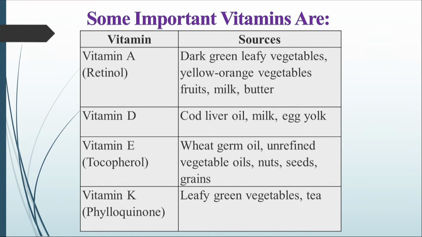Vitamin A, or retinol. We get this from dark green leafy vegetables, yellow-orange vegetables, fruits, milk, and butter. Vitamin D, we get from cod liver oil, milk, and egg yolk. Vitamin E, tocopherol: wheat germ oil, unrefined vegetable oils, nuts, seeds, and grains. And finally, vitamin K, phylloquinone, we get from leafy green vegetables and tea.